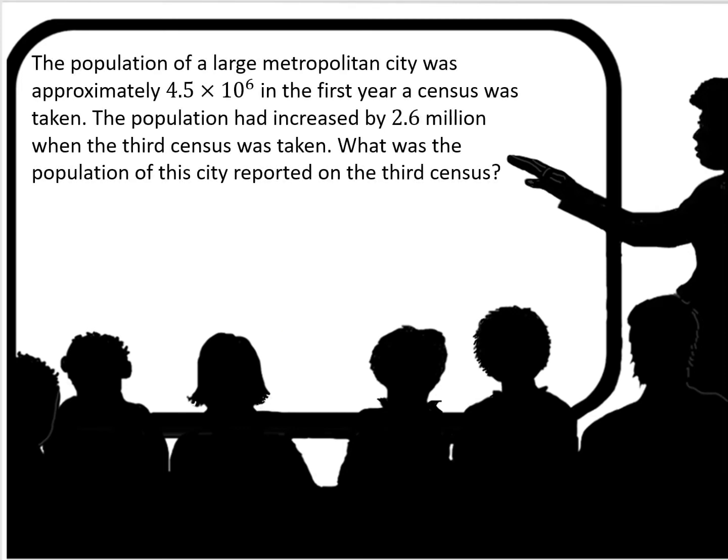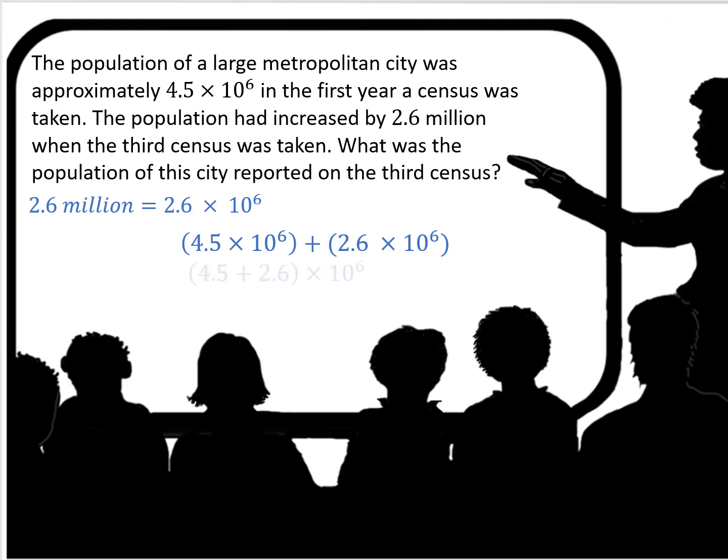The population of a large metropolitan city was approximately 4.5 times 10 to the 6 in the first year a census was taken. It grew by 2.6 million when the third census was taken. What was the population of this city reported on the third census? Well, if it increased by 2.6 million, then we know that we're going to add. So 2.6 million equals 2.6 times 10 to the 6.